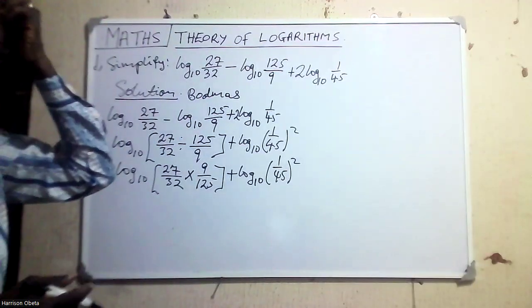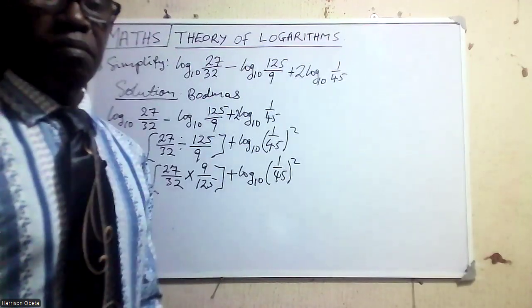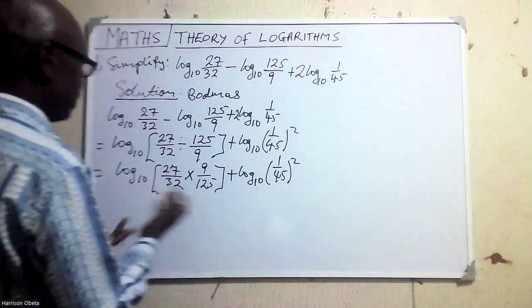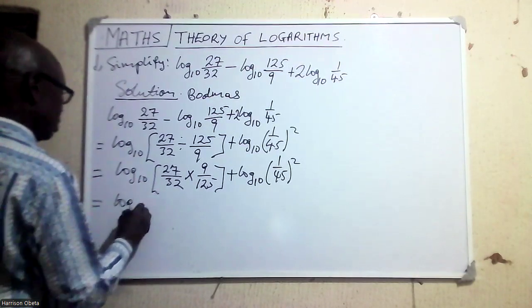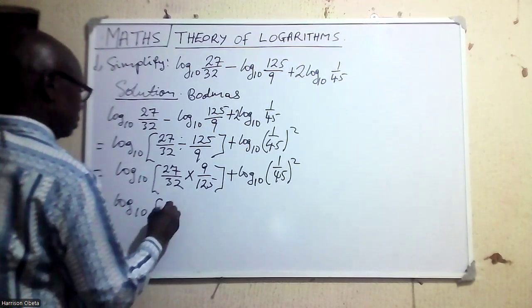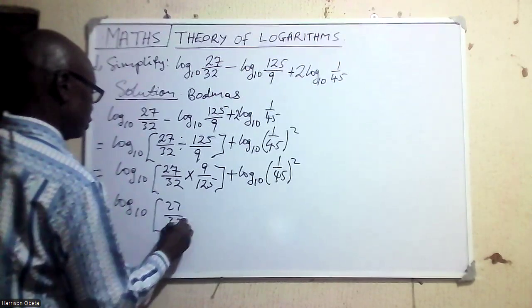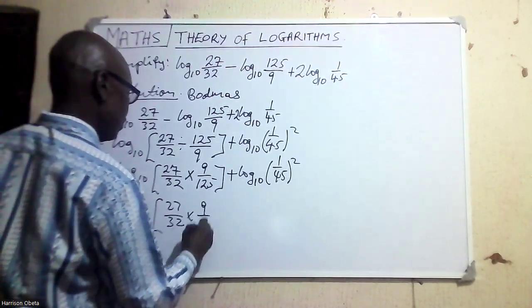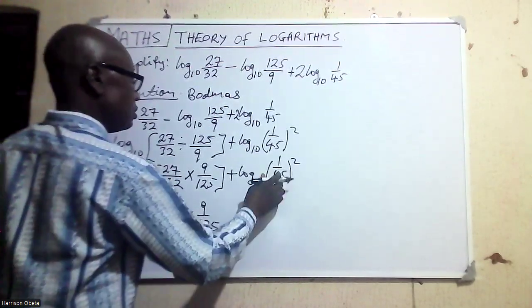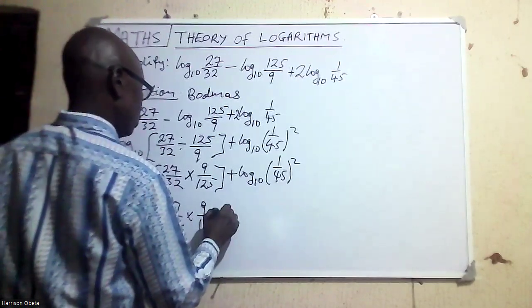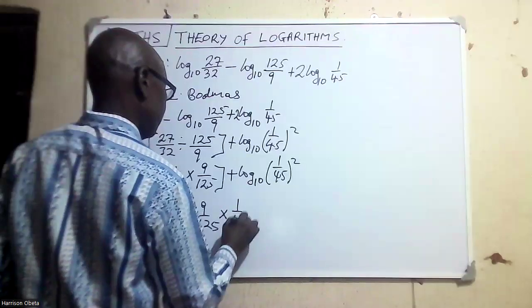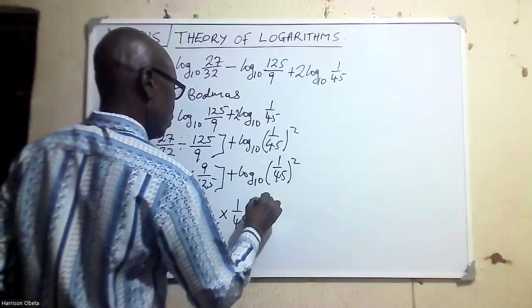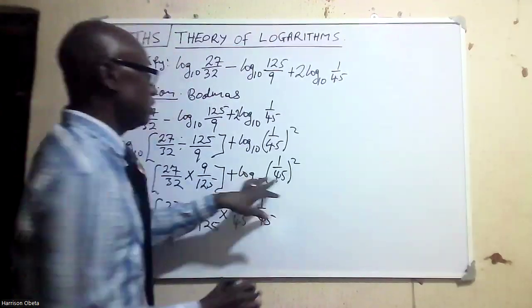Now, since we are talking of the same base 10, we have to bring everything together, and that would be log of 27 over 32 times 9 over 125, times 1 over 45 multiplied by 1 over 45, because it is raised to 2.